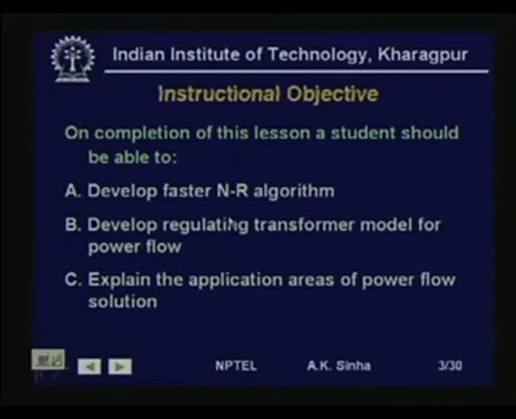Well, on completion of this lesson, you should be able to develop a faster Newton-Raphson algorithm for power flow. You should be able to develop regulating transformer models for the power flow problem and explain the application areas of power flow solution in power systems.